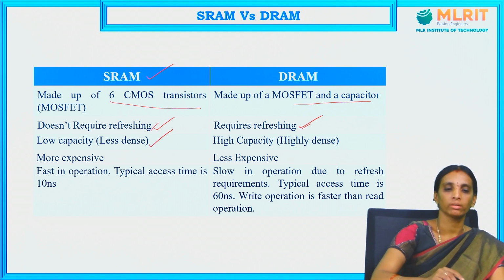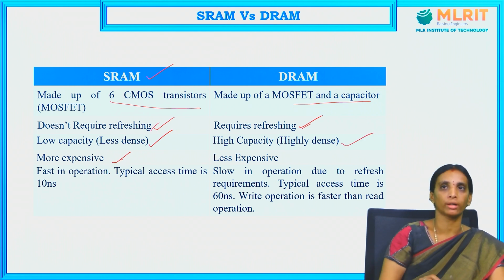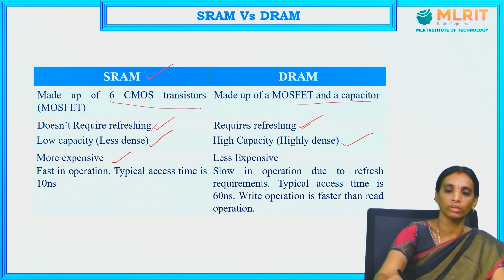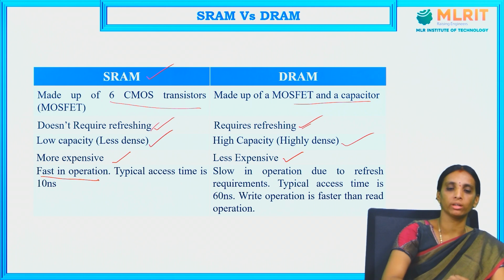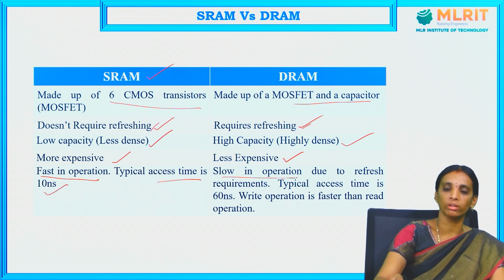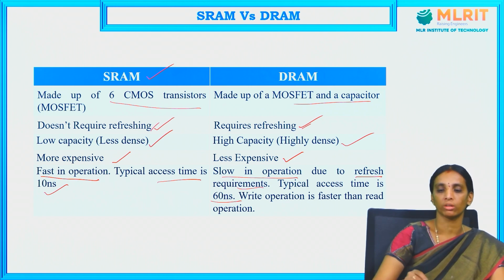Here the capacity will be very low, and here we have the high capacity, and it is more expensive because the transistors are costlier compared with the capacitors. DRAM is very inexpensive because of the capacitors. SRAM is fast in operation; the typical access time is 10 nanoseconds. DRAM is slow in operation because of the refresh requirements; the typical access time is 60 nanoseconds. The write operation is faster than the read operation in the DRAM.